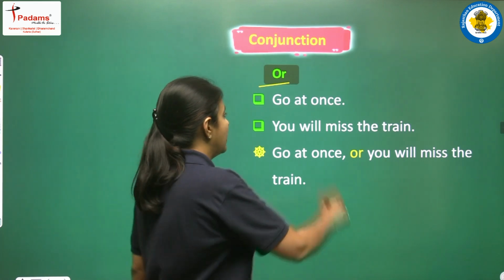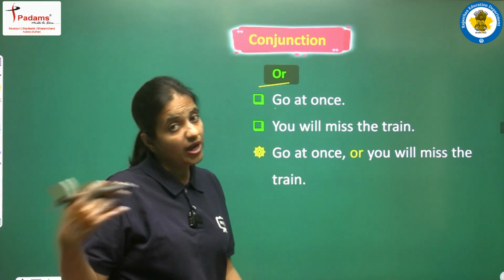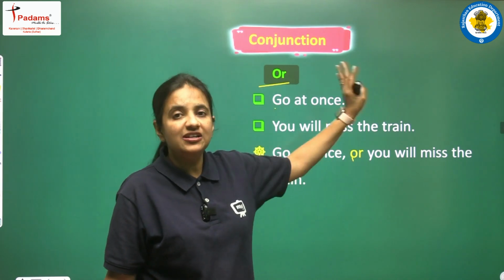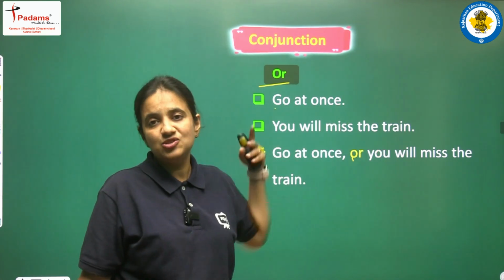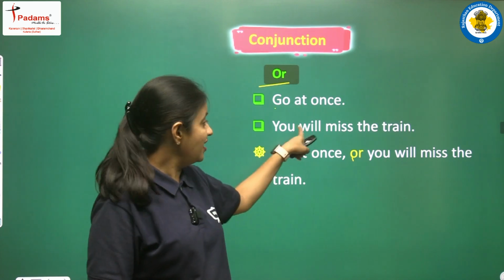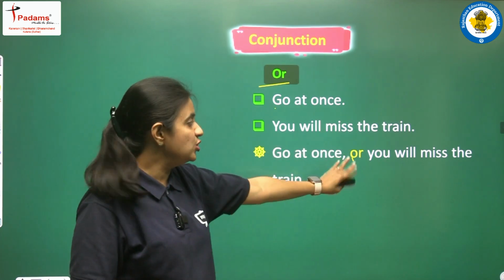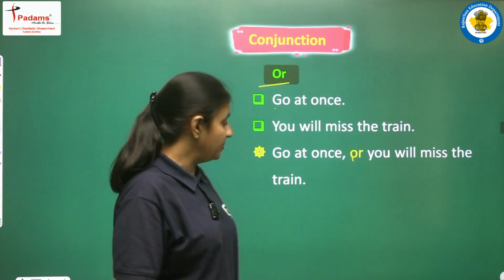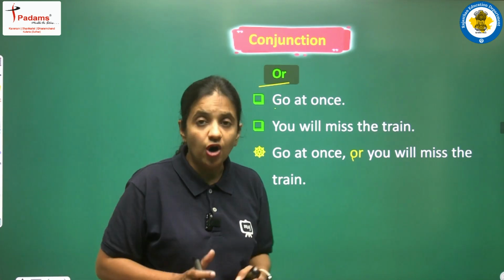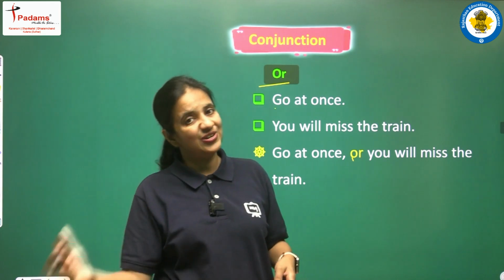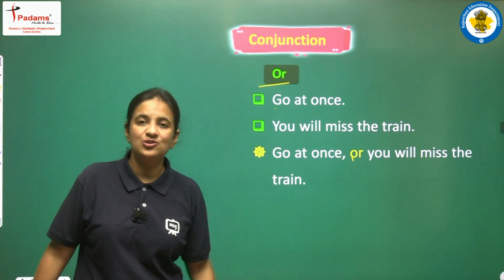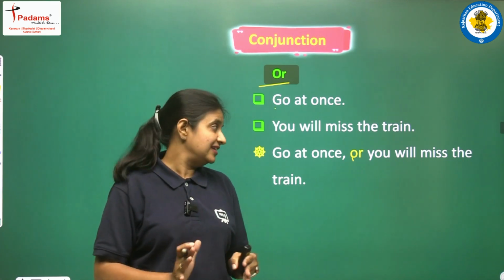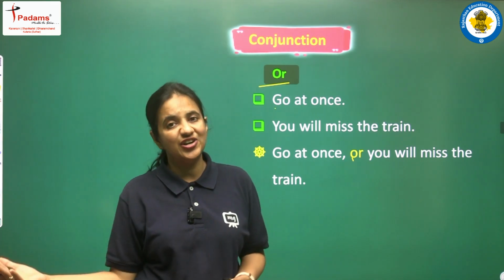First of all we are writing the first sentence, that is go at once. Next we are writing or, that is our conjunction. After the conjunction, we are writing the second sentence, that is you will miss the train, and in this manner the complete sentence will be: go at once or you will miss the train. So here again we are trying to show two things. The first thing is go at once, and the second thing is you will miss the train.